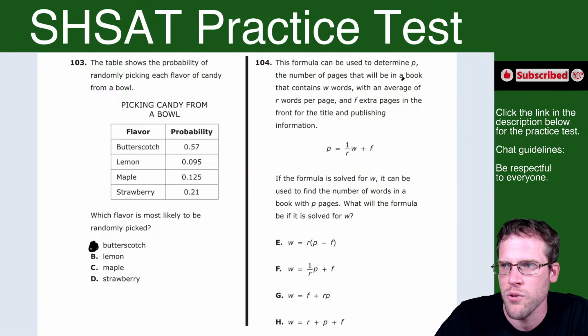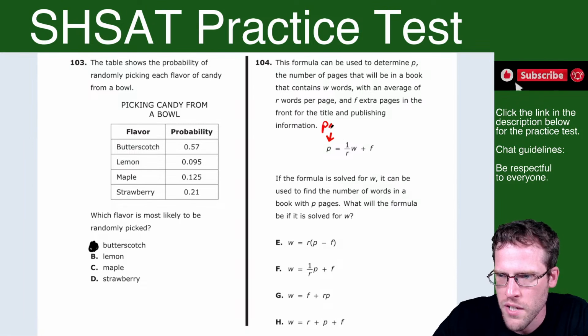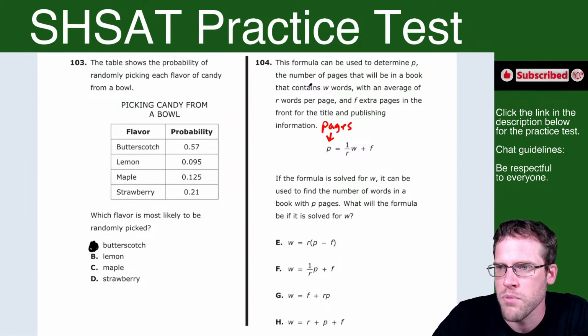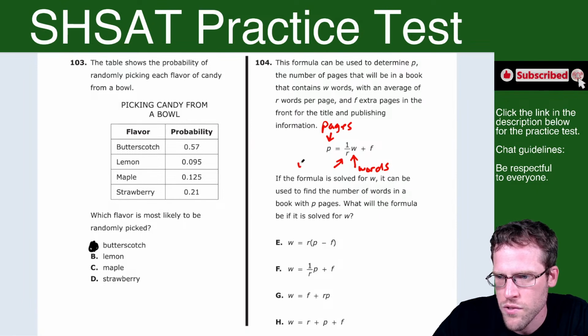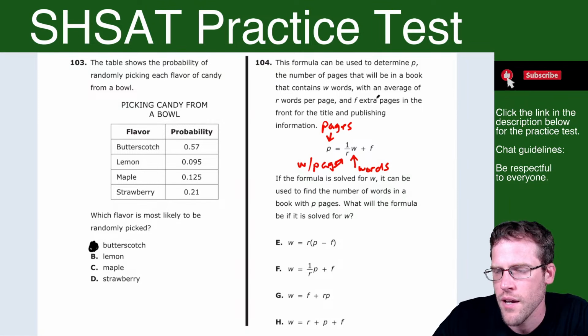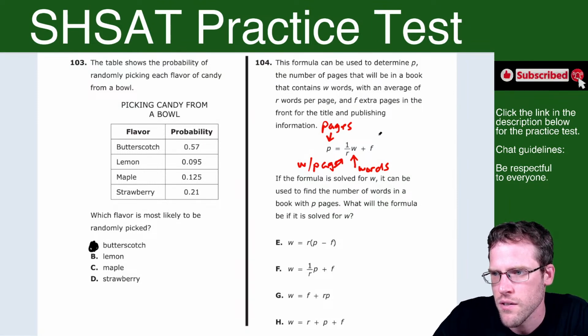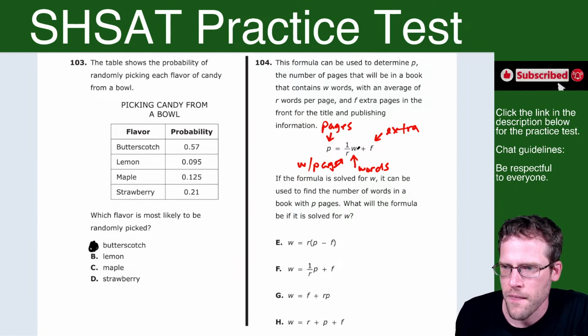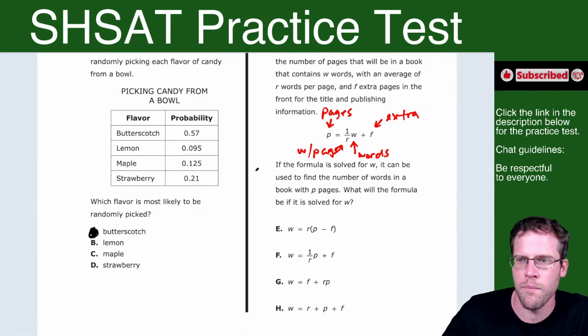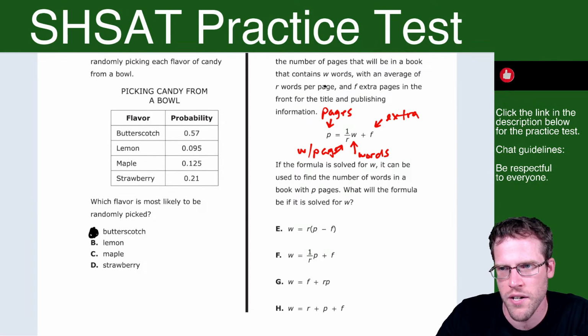This formula can be used to determine P, the number of pages that will be in a book that contains W words with an average of R, so this is like words per page, and F extra pages in the front. So this is the extra. I might not have needed to do this, but whatever. If the formula is solved for W, oh yeah, I didn't need to do this. So basically take this and solve for W. I probably should have just read all the way through and then read it a second time.